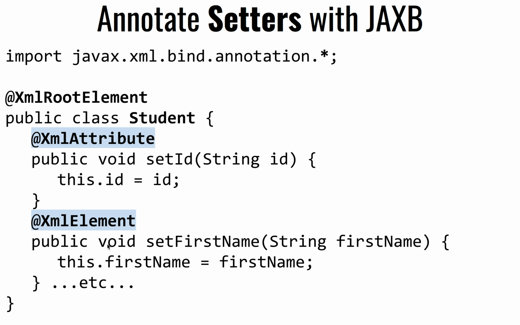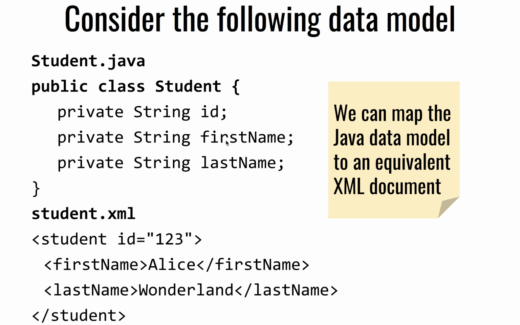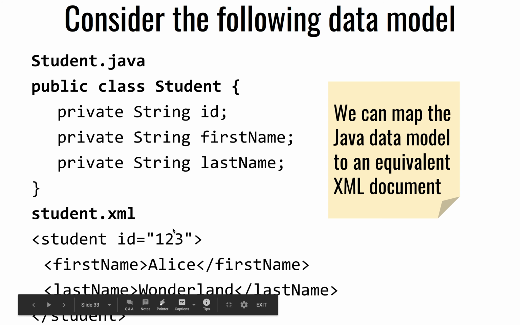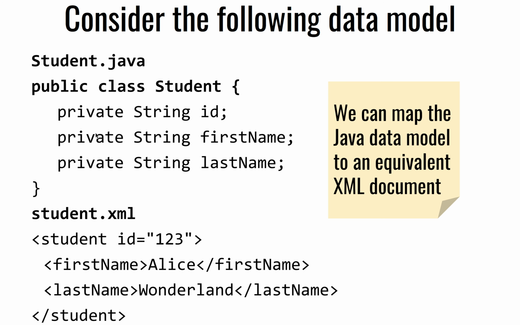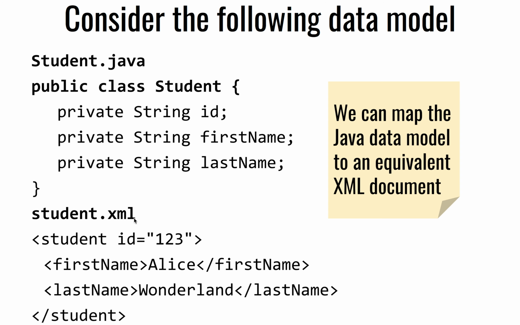Same thing with all the other properties. Notice that we have ID, first name and last name, and we want to map them to these elements and these attributes. We want to map this ID private string over here to this attribute id 123, whereas the first name and last name properties, these strings, we want to map to these elements, first name and last name. So the ID, we map to an attribute, and the first name and last name, we map them to elements.